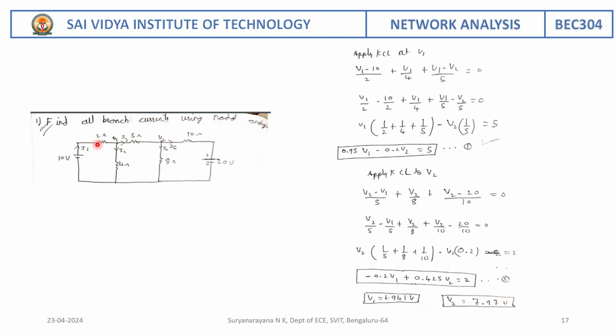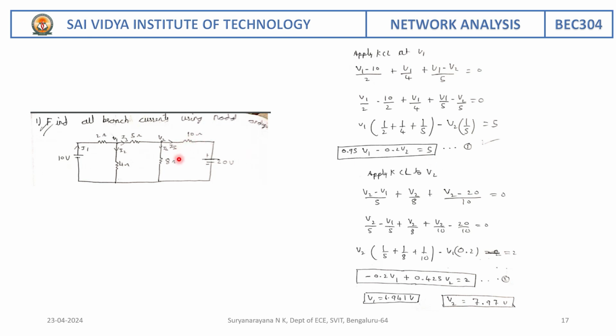That is nothing but current, given by V by R. So V1 minus 10 by 2 plus the other current that is leaving, that is V1 by 4, plus V1 minus V2 by 5 is equal to 0. So here at node V1 we have written this equation. Simplify, and we'll get the equation 0.95 V1 minus 0.2 V2 is equal to 5.